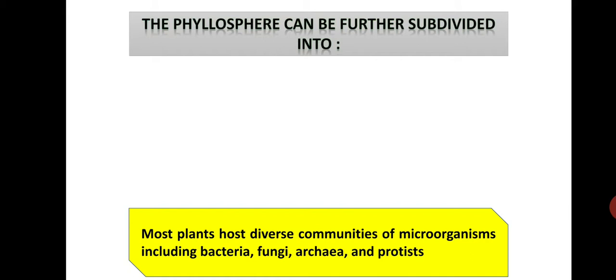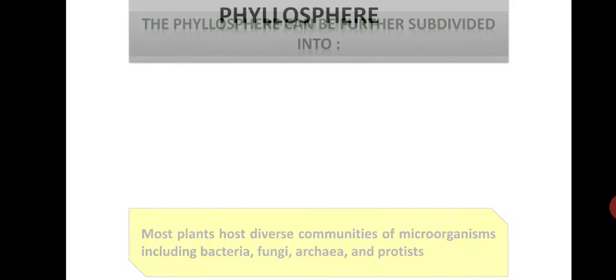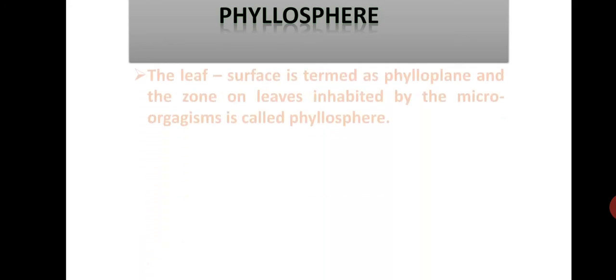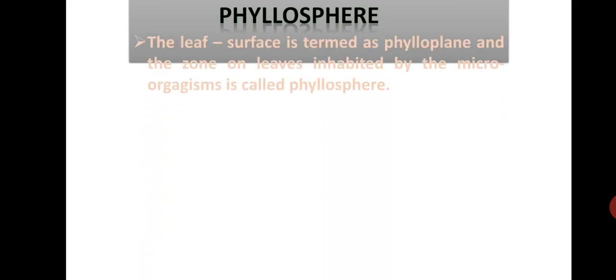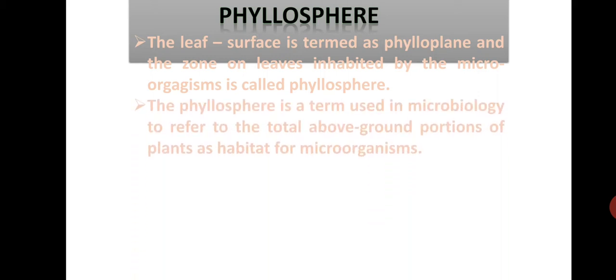Now, the phyllospheric region can be further subdivided into several parts. The leaf surface is termed the phylloplane, and the zone of all leaves inhabited by microorganisms is called the phyllosphere. So what is the phyllosphere? It is the leaf surface region which is inhabited by microbes, right? Now, it refers to the above-ground portion. This I have already discussed, so I am not going to discuss it again and again.